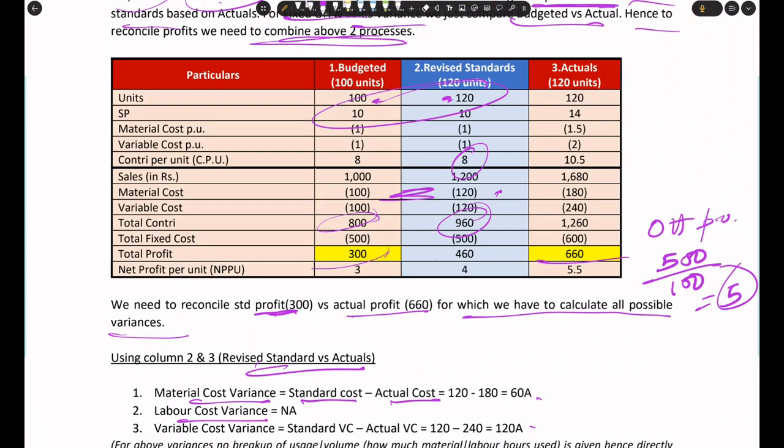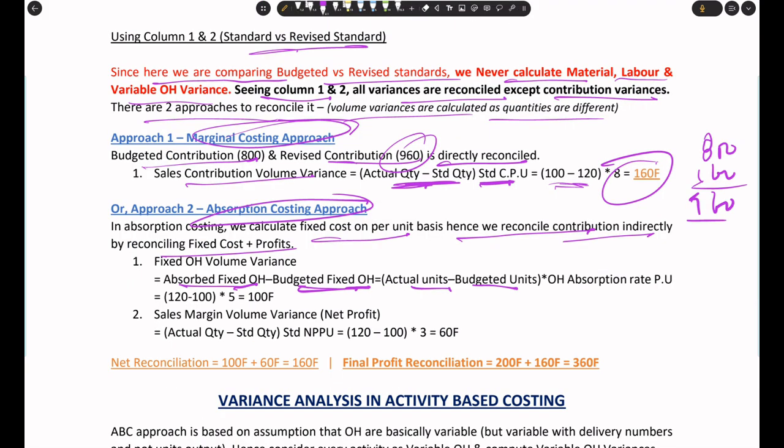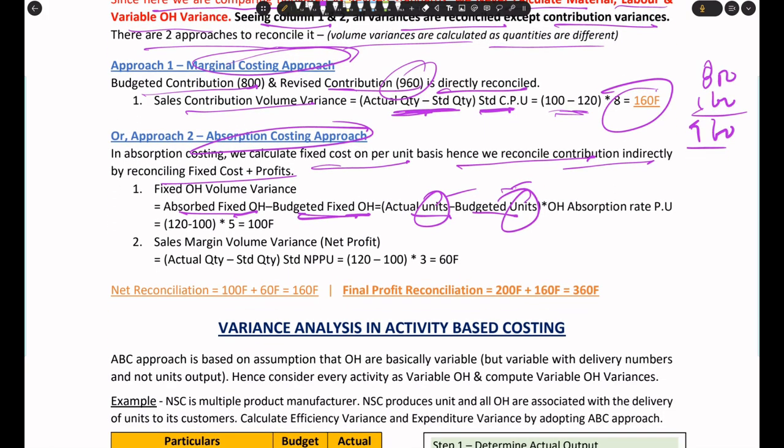Sorry, why am I confusing? Wait a second. I don't know why I got confused. It is units only, so the units difference into the overhead absorption rate. Please ignore my silliness. Just move forward. Stay positive.